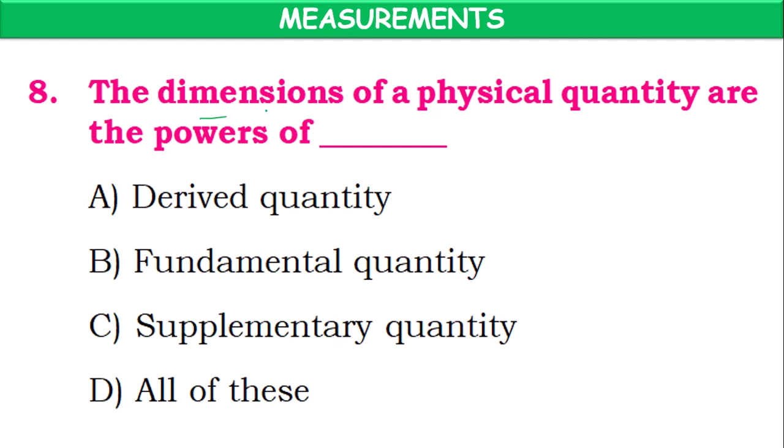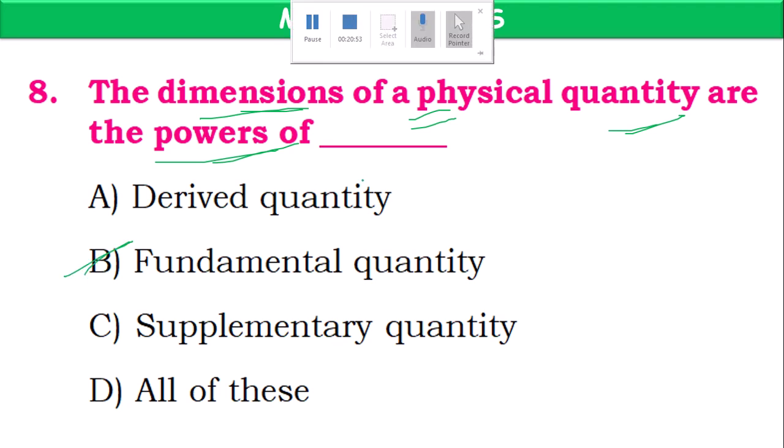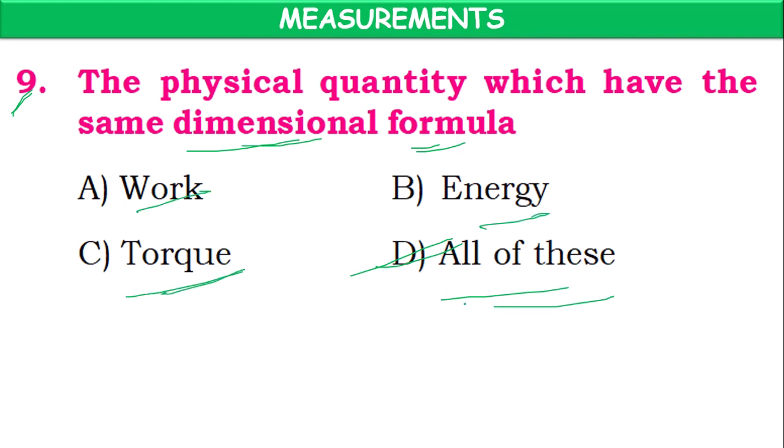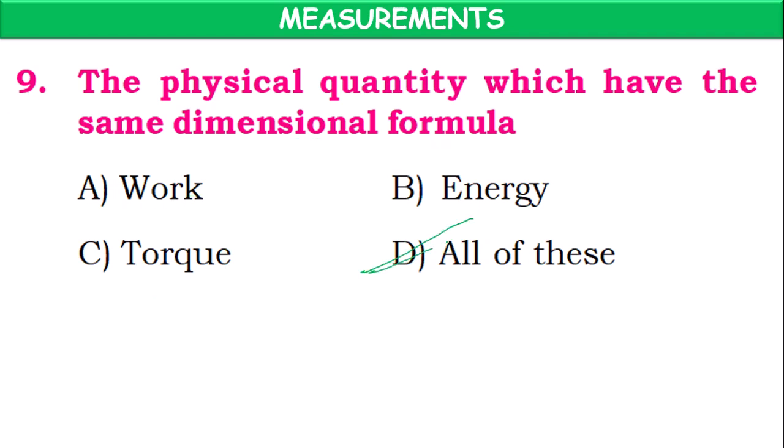So the eighth question, the dimensions of a physical quantity are powers of fundamental quantities or base quantities. Next, the physical quantities which have the same dimensional formula. Work, energy, torque, all three of them have the same dimensional formula. So option D is correct.